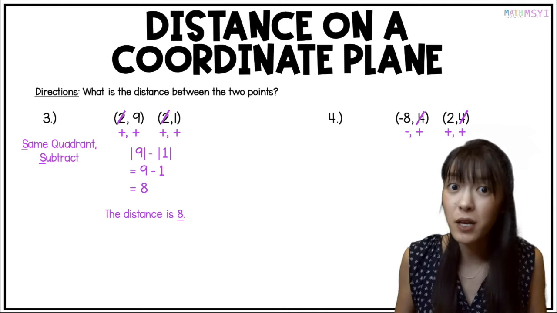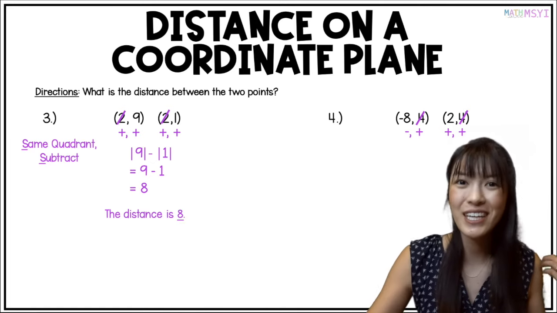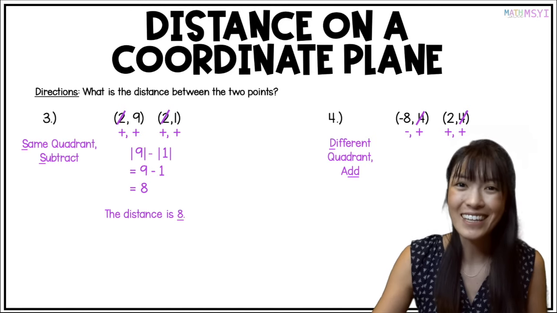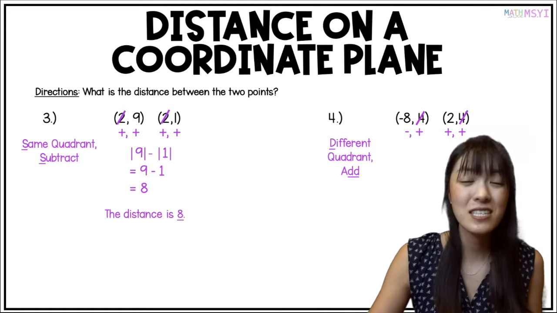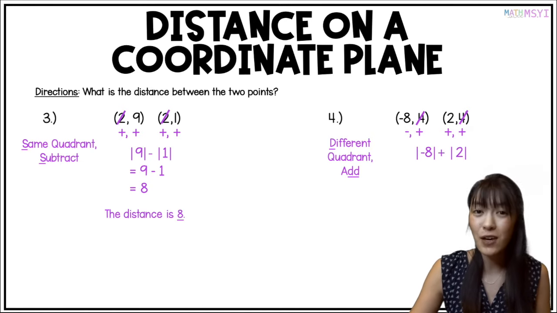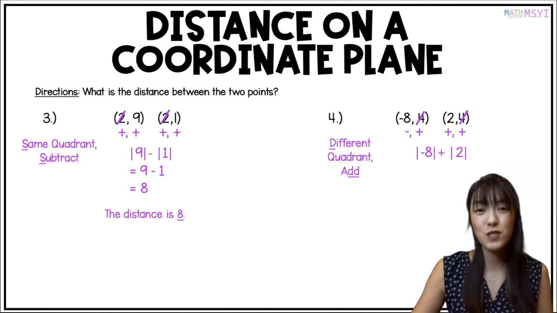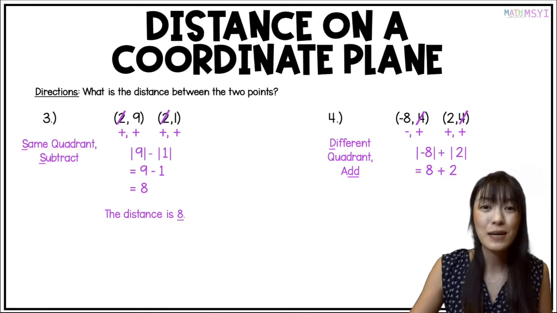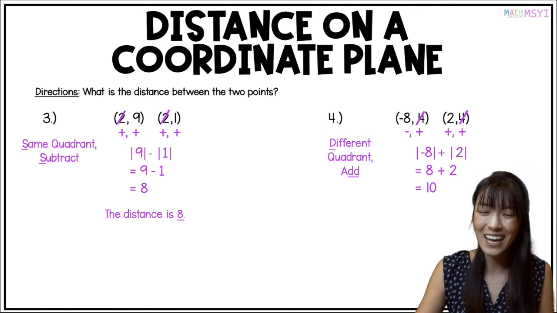So right away I'm like, okay, these are not in the same quadrant. They are different. So I'm going to add: different, add. Still taking the absolute value of my x-axis, the absolute value of -8 and the absolute value of 2, and this time I'm adding those up to find the distance. So my distance here is 10.